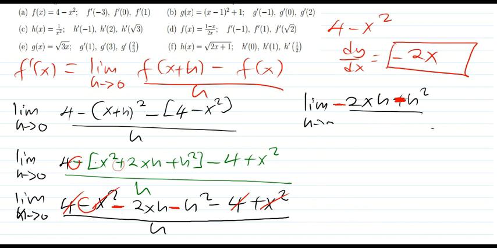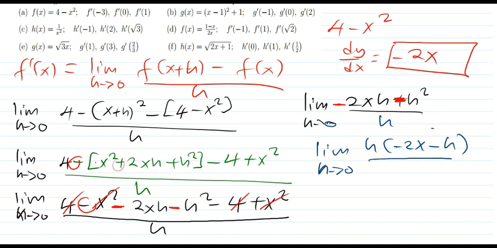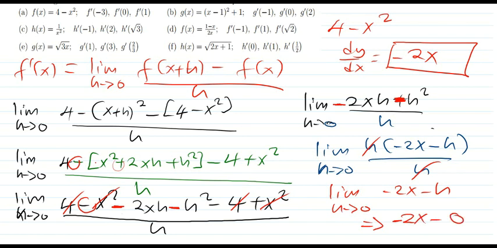Here everything is just okay. So limit as h is approaching 0, I factor out what? I'm factoring out h. I will remain with negative 2x minus h over h. H and h can go. Limit as h approaching 0, I'll have negative 2x minus h. Now if I plug in directly, it's going to be defined. Where there is h, we put 0. So our answer will be negative 2x.